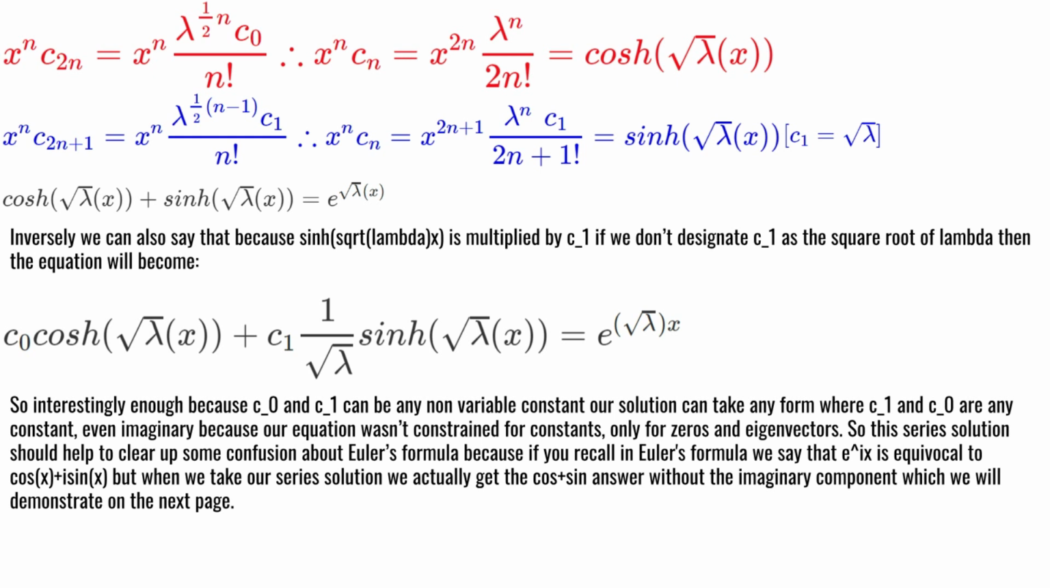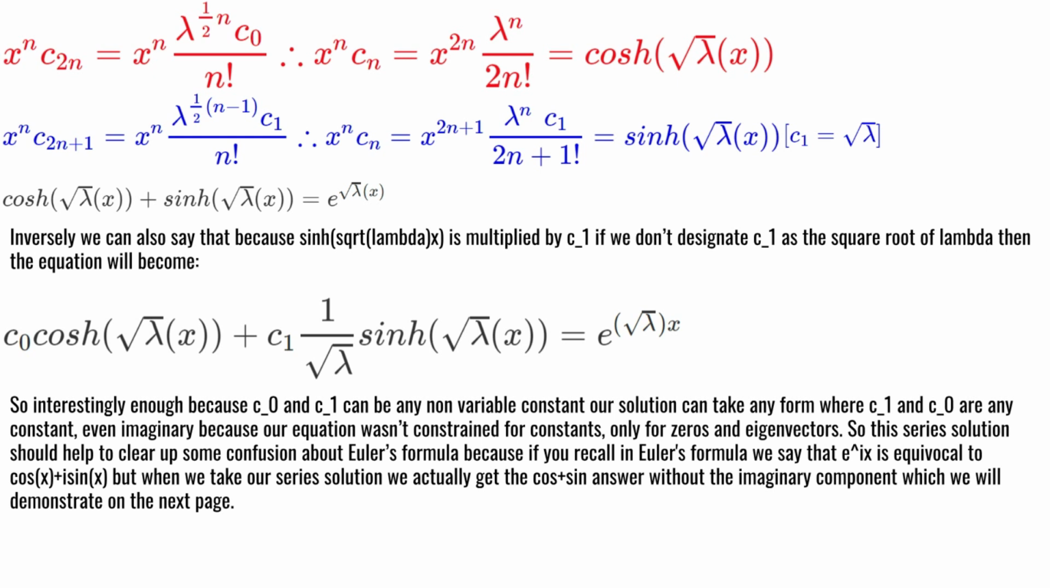We're going to say that it's equal to sinh of the square root of the eigenvector times x, but only if c sub 1, which is an arbitrary constant, is equal to the square root of lambda. Now remember, c sub 0 and c sub 1 are just arbitrary constants, so they can be any real number. And because the square root of lambda is a real number, we can say that works.